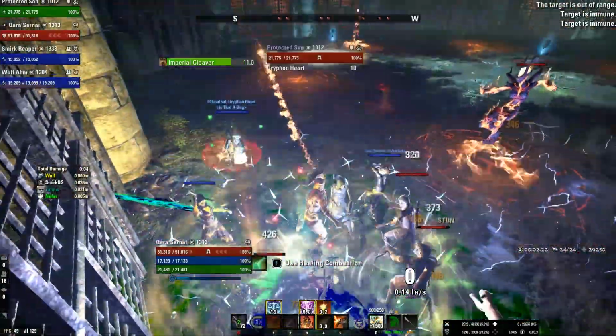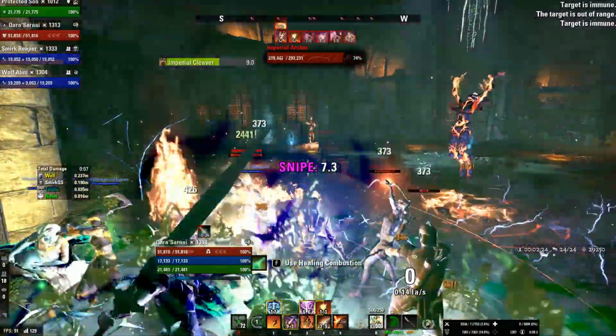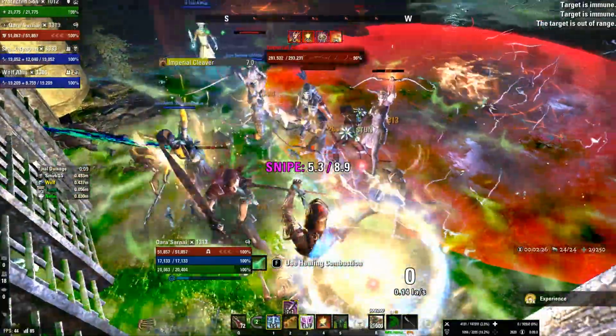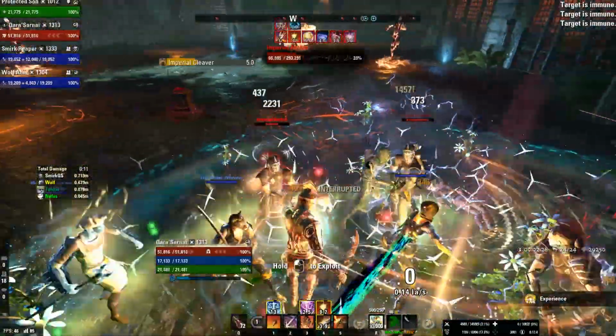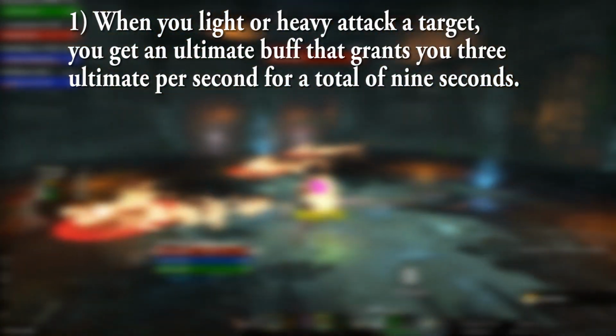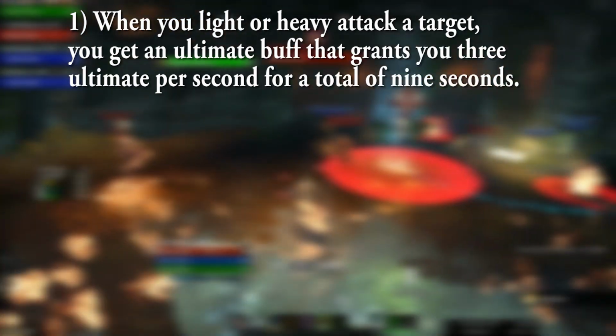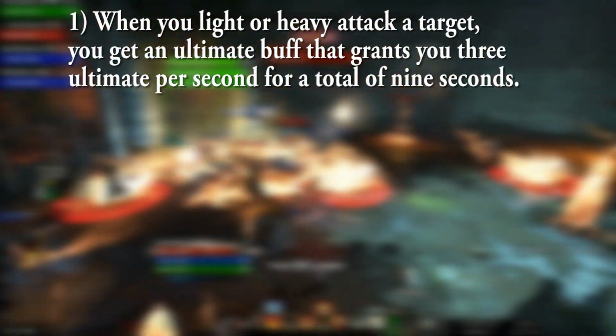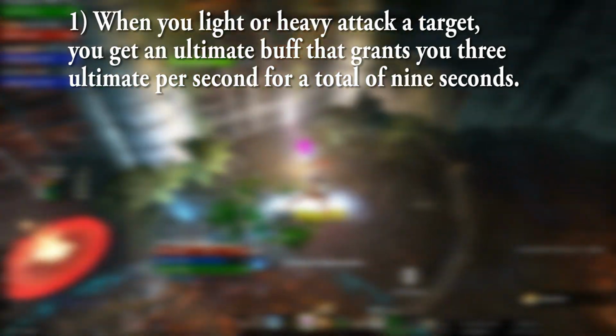In order to make it fair and standardize ultimate gain across the board, the developers did 3 things. Number 1, when you light or heavy attack a target, you get an unnamed ultimate buff that grants you 3 ultimate per second for a total of 9 seconds. Light attacking or heavy attacking again within the 9-second time frame due to your weaving and rotation means you're going to simply refresh that ultimate buff.